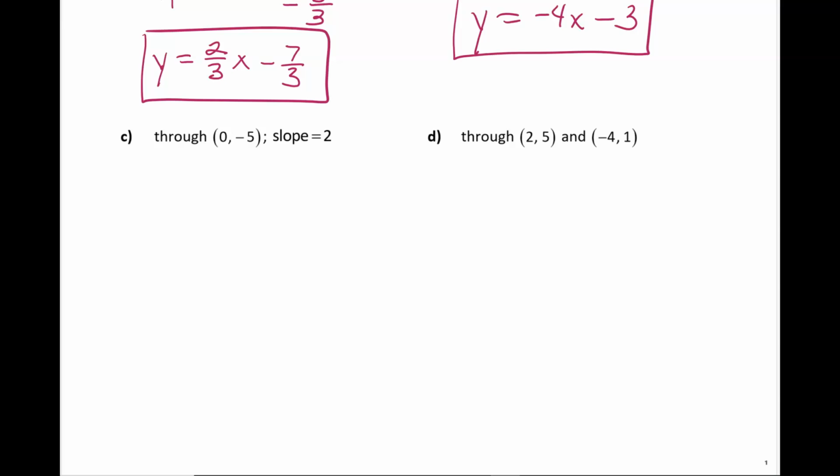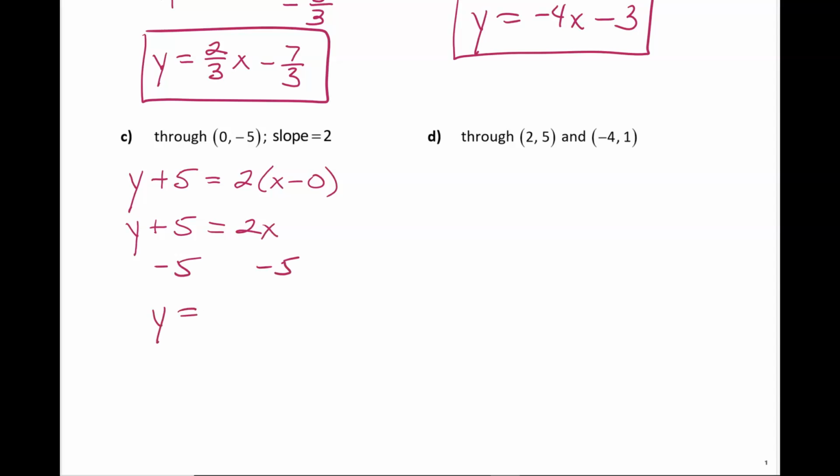Next one, we have a point, so we can write it in point-slope form. y minus -5, which should be y plus 5, equals m, which is 2, times x minus 0. Well, x minus 0 is just x, and so now we just need to subtract 5 from both sides, and we have y equals 2x minus 5.